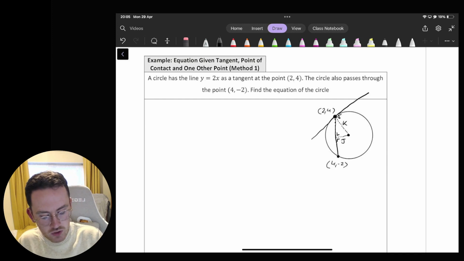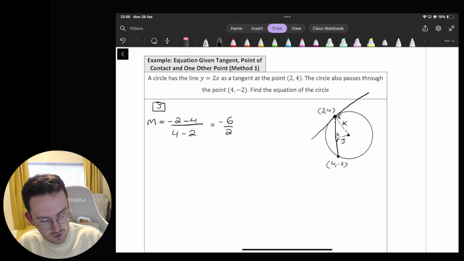Okay, so let's approach it in a similar way to what we had in the last question. So J is this perpendicular line there. It needs to be perpendicular to the chord between these two points, (2, 4) and (4, -2). So let's find the slope of those two. So -2 minus 4 over 4 minus 2. So that's -6 over 2, which is -3. So therefore the perpendicular slope, or the slope of J, will have to be 1/3.